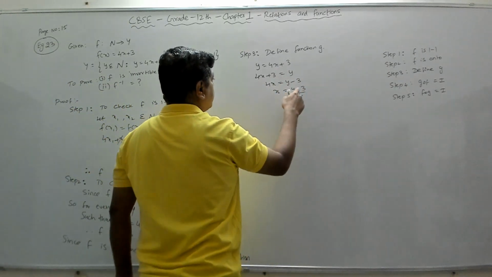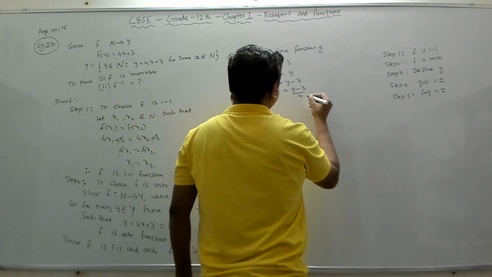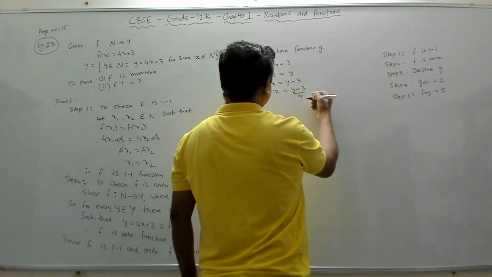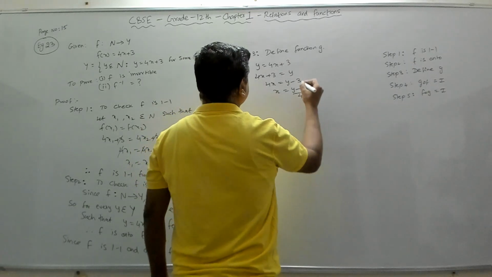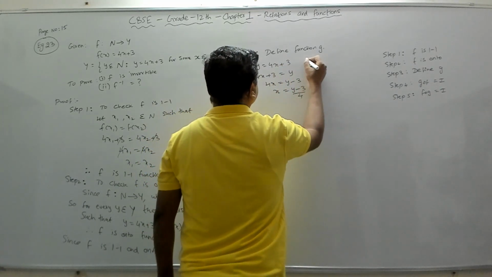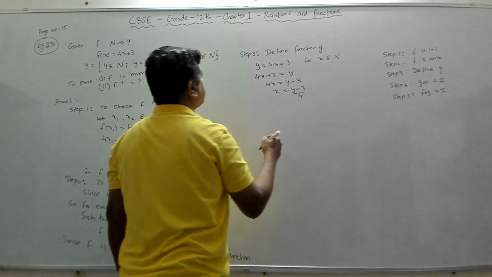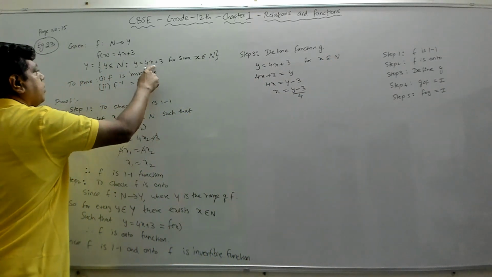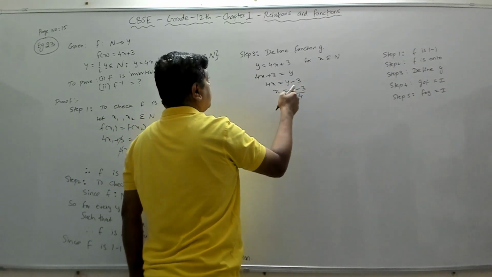So now x is equal to (y minus 3) by 4, right? And this will obviously belong to N, because y is equal to 4x plus 3 for x belonging to N. That is how y is. So when y is 4x plus 3, then x becomes (y minus 3) by 4. Now we will define the function.